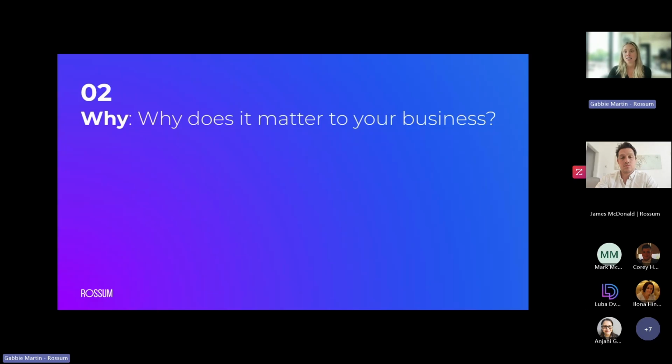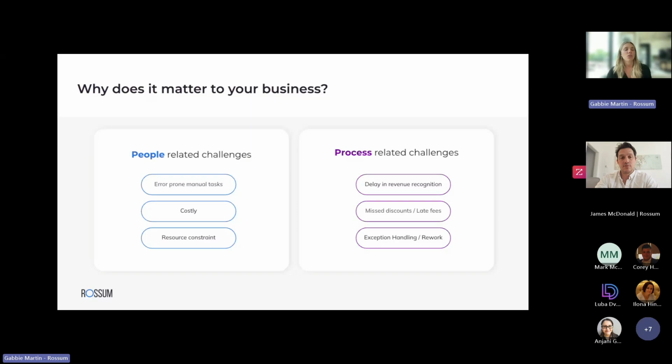So with that being said, why does it matter to your business? Why should you care? Or why should you be excited about this? So thinking back to the example of Mark spending around 5 minutes to process one document, let's think about the people-related challenges here. The first one being, because it's such a manual process, it's fully error-prone. Every step of the way, there could be a way for an error to be produced.